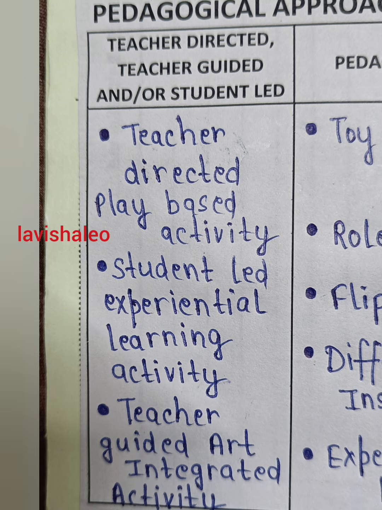Example, it is here. The play-based activity planned by me will be teacher directed, so I will write teacher directed play-based activity. The experiential learning activity that I have planned will be student led, so I have written student led experiential learning activity. And the art activity that I have planned will be teacher guided, so here I have written teacher guided art integrated activity.